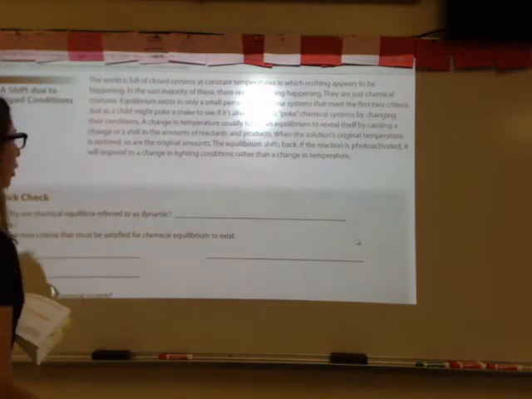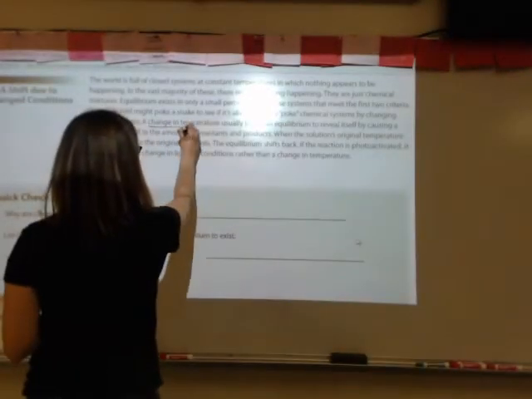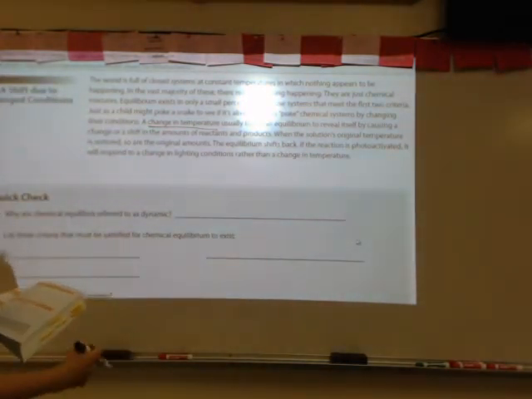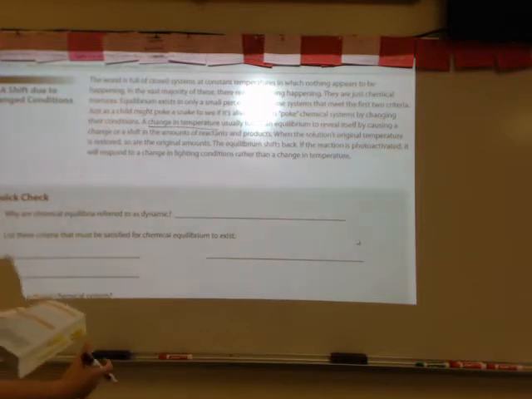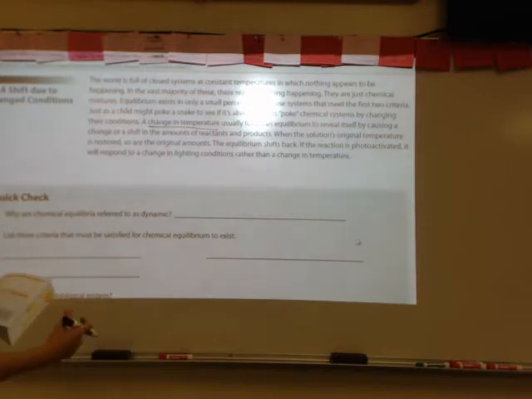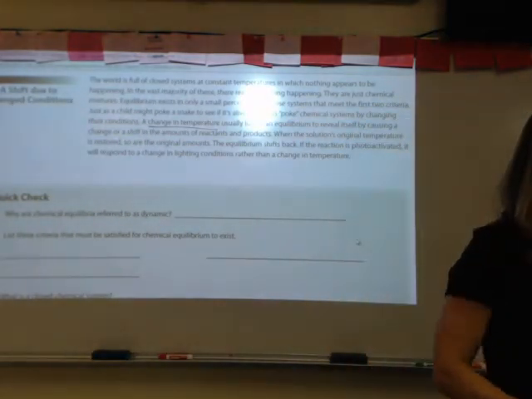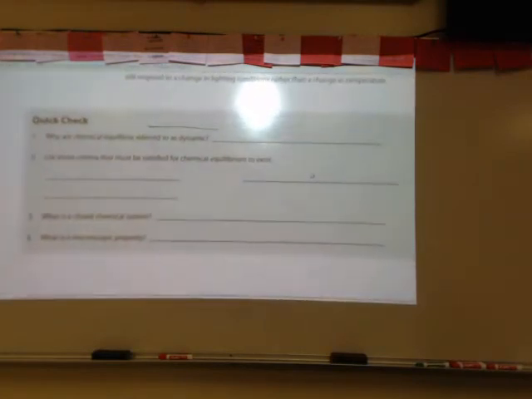So we may have a change in temperature. Maybe we increase the temperature. Maybe we decrease it to see if the equilibrium will reveal itself by causing some sort of a change or a shift in the amount of product or reactant that's present. If we restore the original temperature, then the original amounts should be restored and the equilibrium should shift back. Okay, if the reaction is photoactivated, like if it responds to a change in light, then we may observe that as well. So let's take a look at this quick check here.